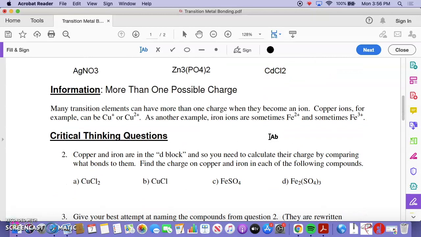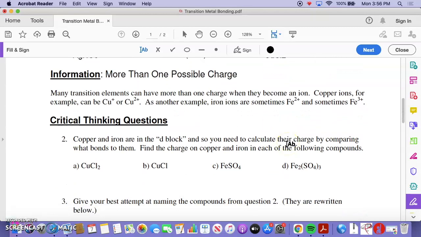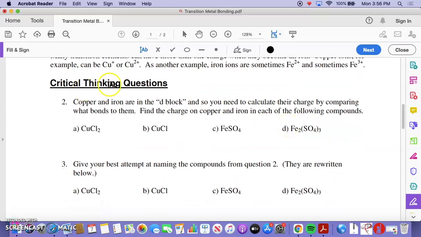But many transition elements can have more than one charge when they become an ion. Copper ions, for example, can be +1 or +2. Iron can be +2 or +3. So how do we solve that? Well, we got these critical thinking questions of how to find charge and how to name them, and I will do those now.